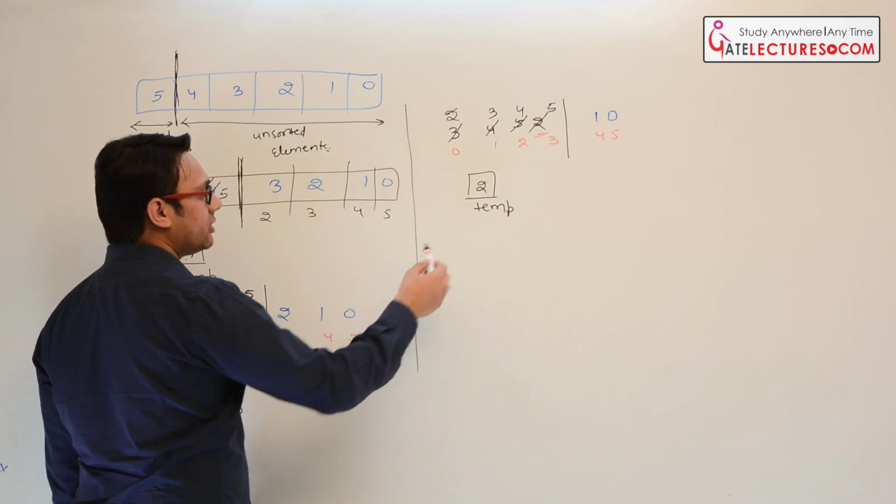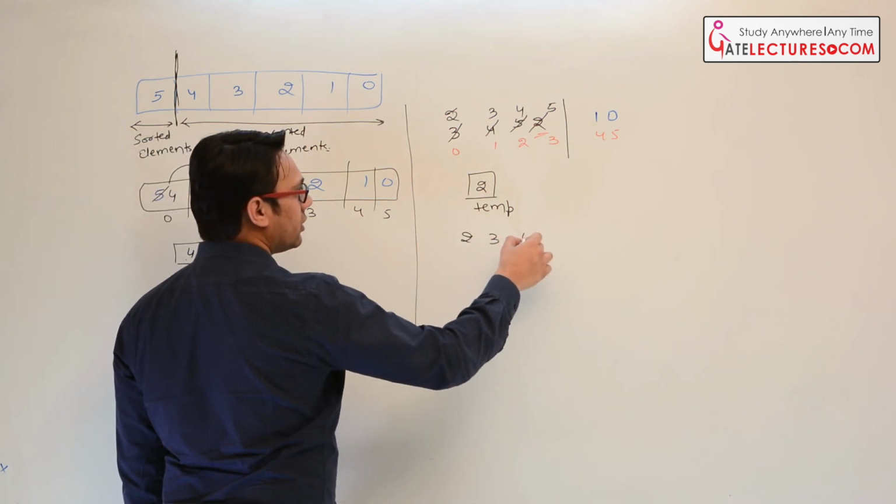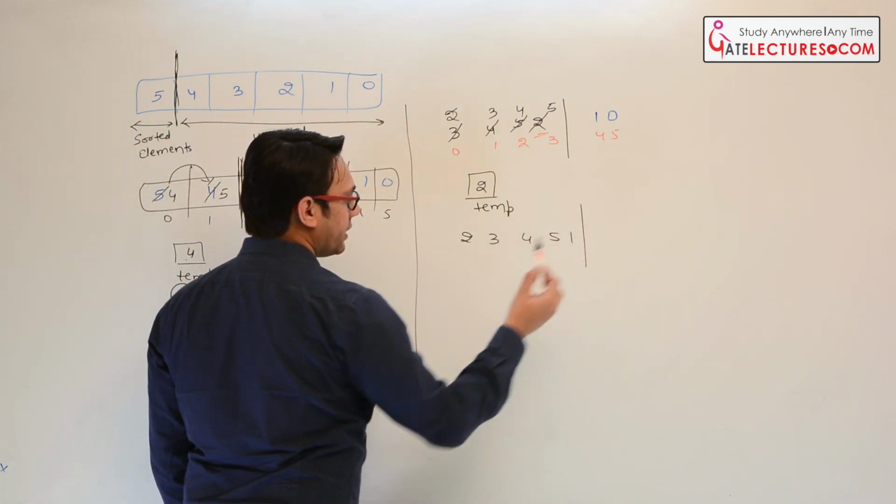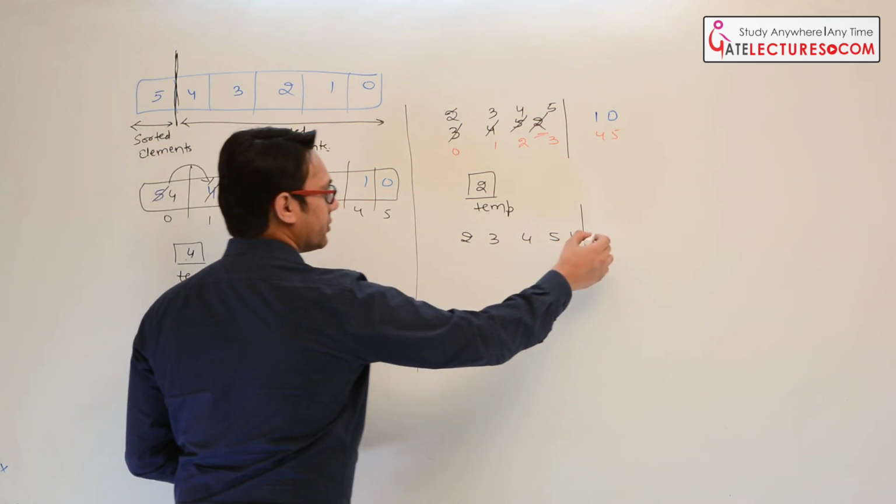Now take one more element. So we have 2, 3, 4, 5, 1, and then we have the element 0.